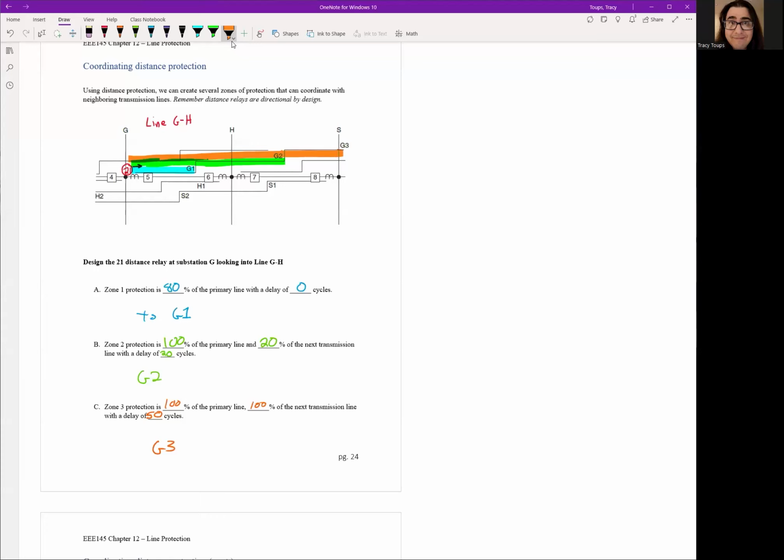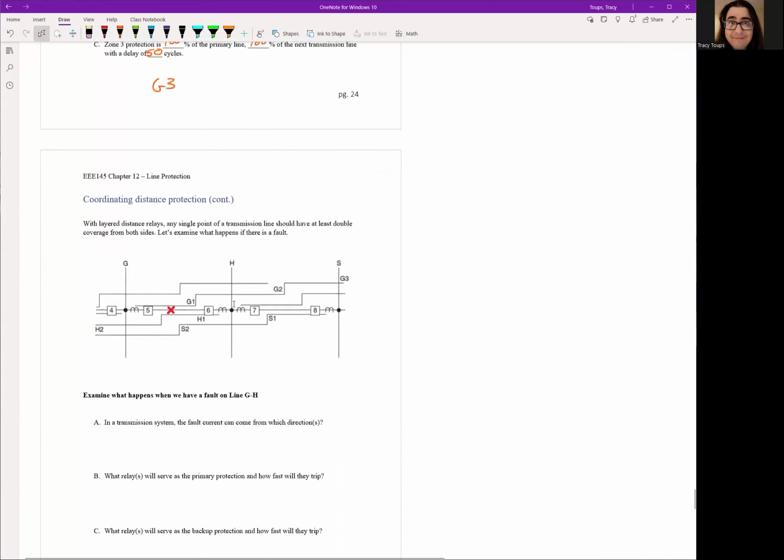So again, remember 3 zones, zone 1, zone 2, zone 3, right? And each one has a longer cycle delay to let the other relays act faster. So zone 3 is our last line of defense. We should let everything else operate first. So that's for one relay.